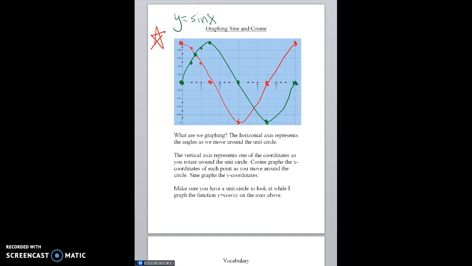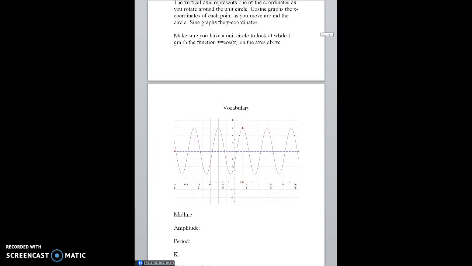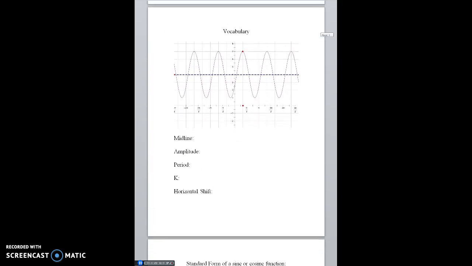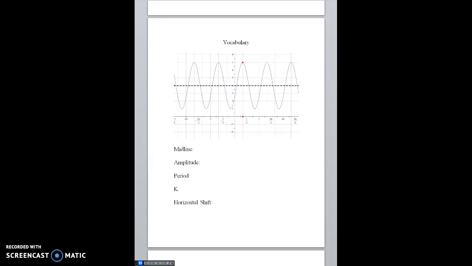The green function is the basic graph of y equals sine x, and the red is the basic function of y equals cosine x. Okay, so vocabulary before we move on. The midline of a trig function. So I just graphed the basic sine x and cosine x, with no transformations.